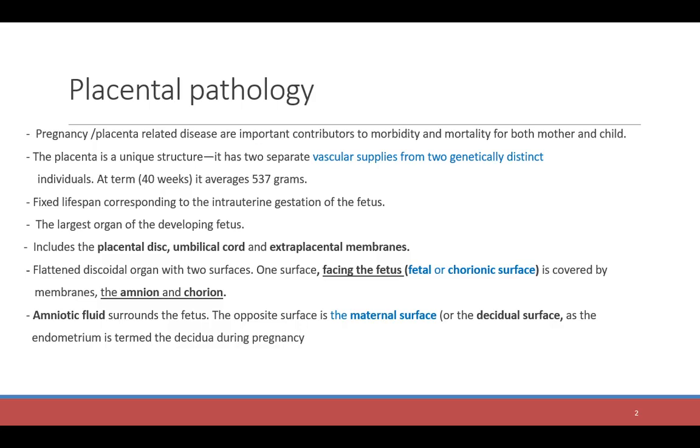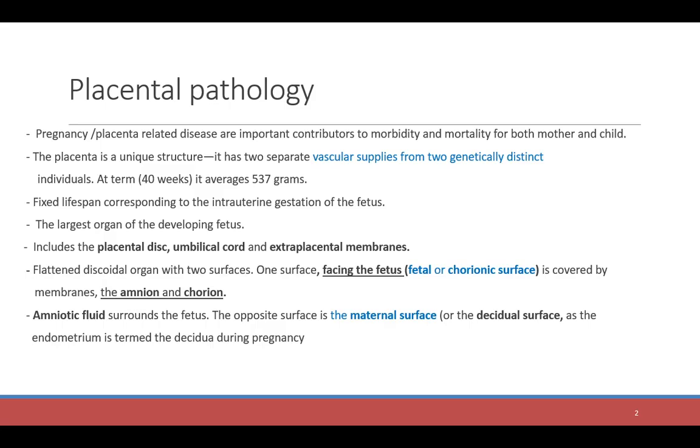Assalamu alaikum. So we'll go to the placental pathology, ectopic pregnancy, and trophoblastic diseases. Most of these topics are mainly clinical, so what we're going to do is just touch on the pathology part of these entities. So just the pathology part.